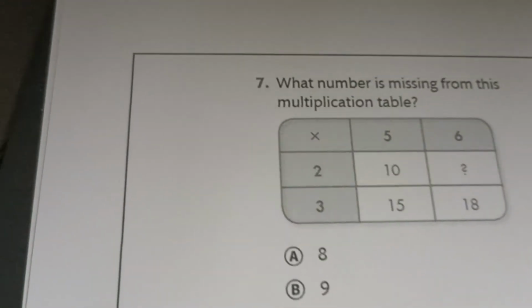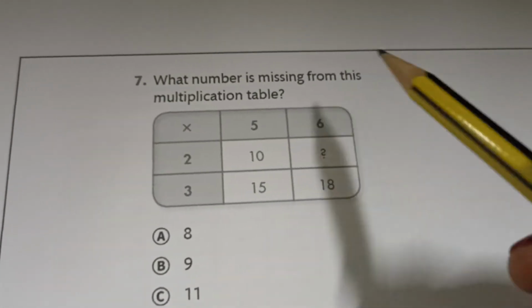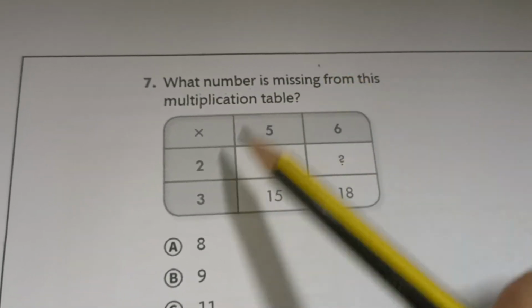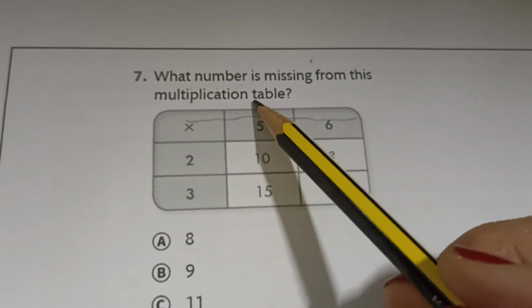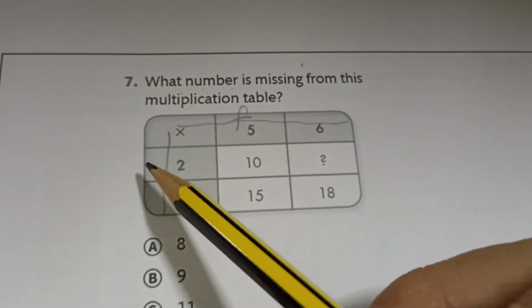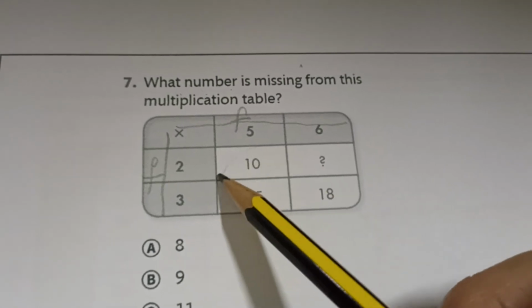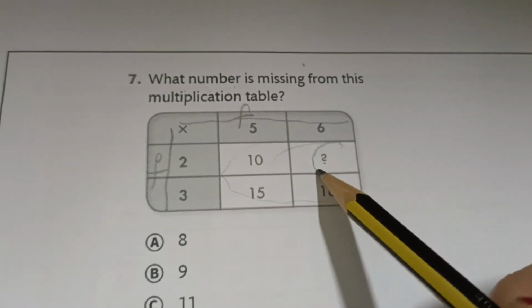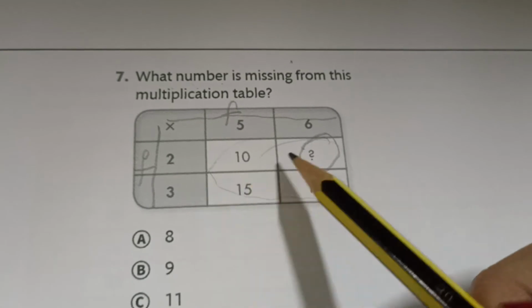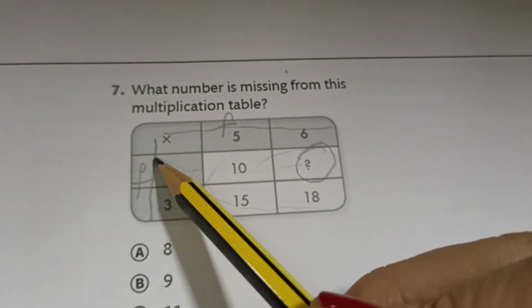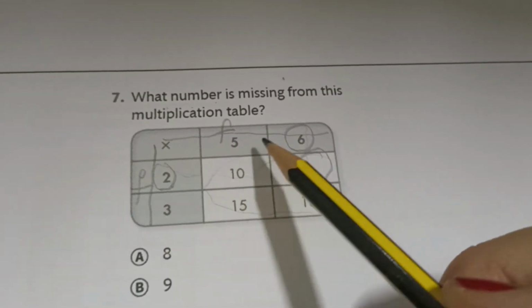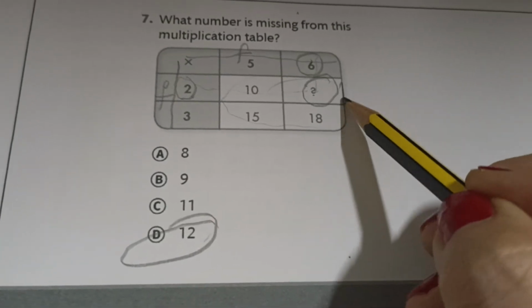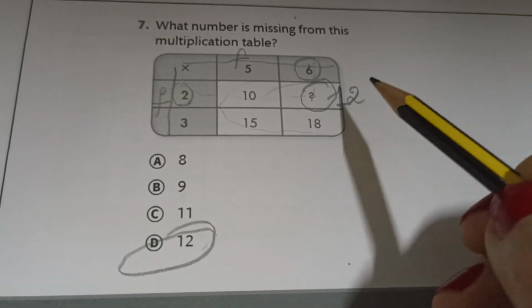Next, number 7 is also easy. Find what number is missing, okay? Again, here you have factors, and here you have factors. And here you have products. So what number is missing? Product is missing. Product of what numbers? Make a line. Product of number 2 and number 6, okay? So 2 times 6 is going to be 12. So 12 is missing.